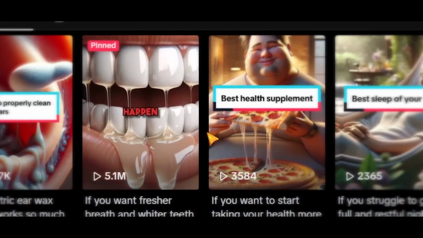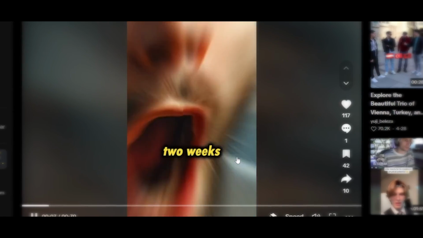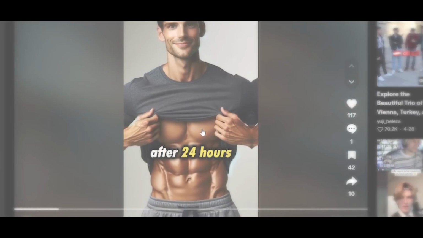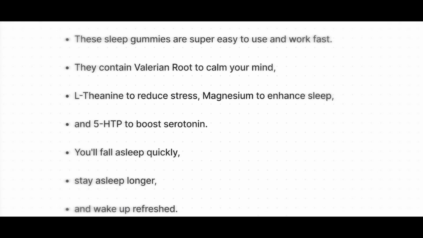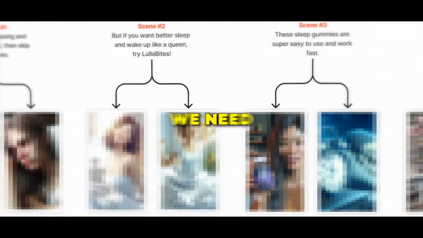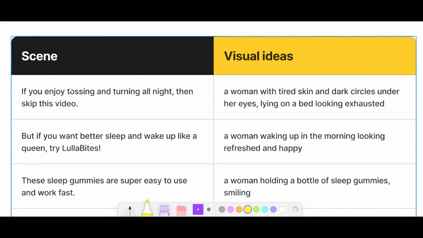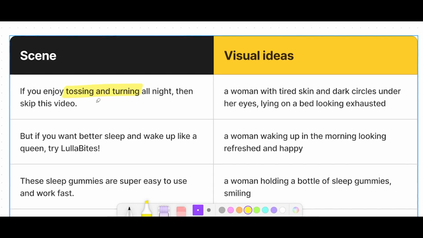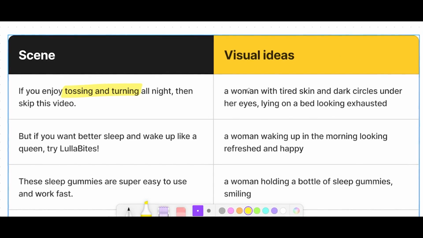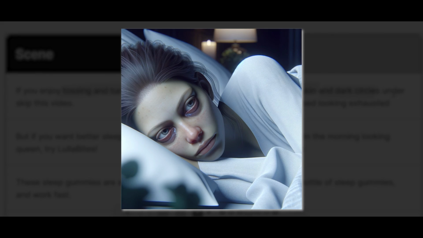If we look at these videos that went viral, we see they use cool-looking AI images that perfectly represent the script. So you can now manually break down the script into lines. Treat each line as a scene, and for each scene, we need corresponding visuals. For example, the first line talks about bad sleep and tossing and turning all night. So a compelling visual for this could be a woman with tired skin and dark circles under her eyes.